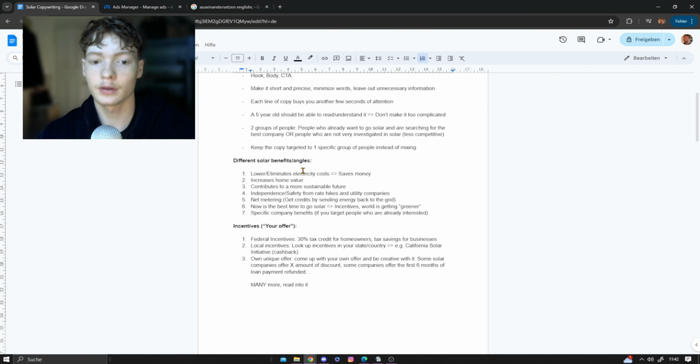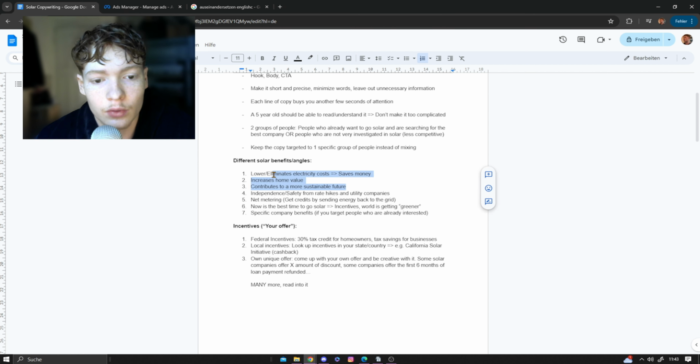Or maybe they just own the home themselves, and they're not really struggling with their electric bill, but they're still interested in increasing their property value, and maybe they want to sell their property at one point. So those are two very different motivations. And then with the third one, which is contribute to a more sustainable future. Those three are the three main ones basically.